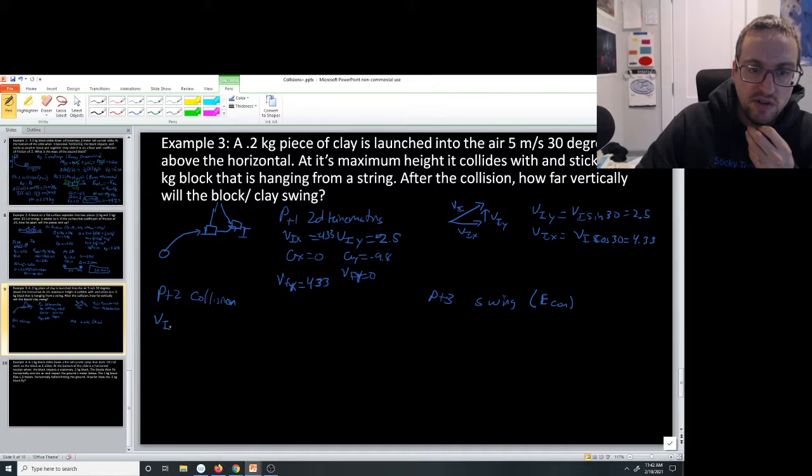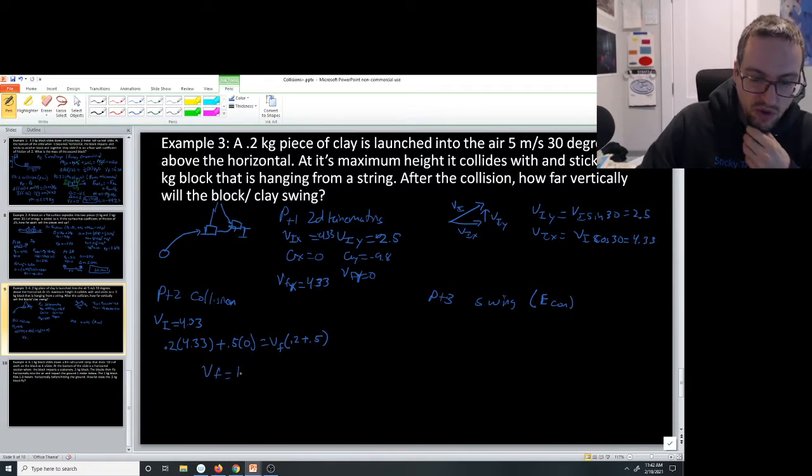So V initial 4.33. So I have 0.2 times 4.33 plus 0.5 times 0 is equal to V final times, and this is the 0.2 plus 0.5 because they stick together. Solve that out, I get V final is 1.24.